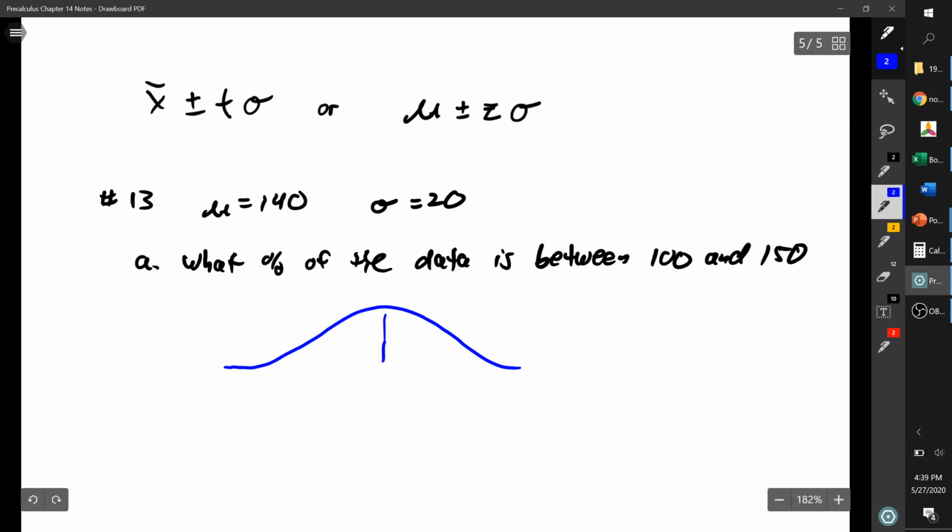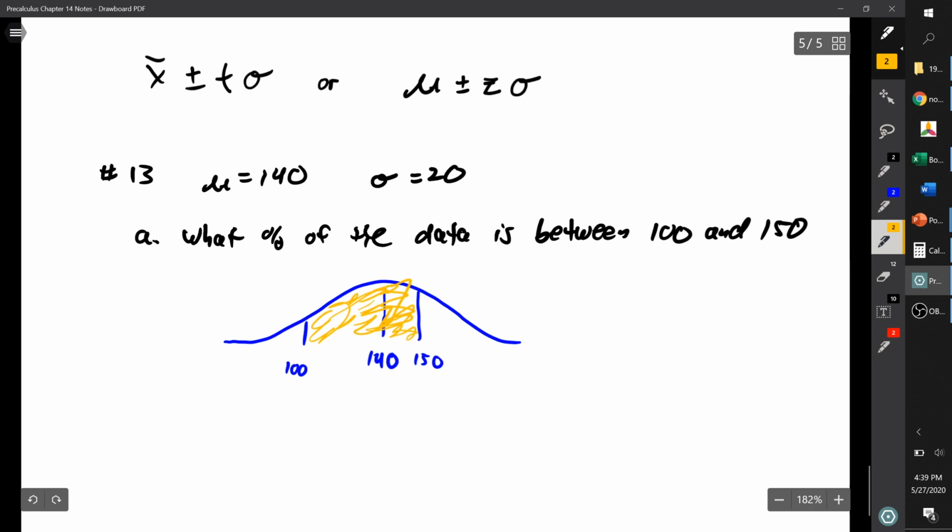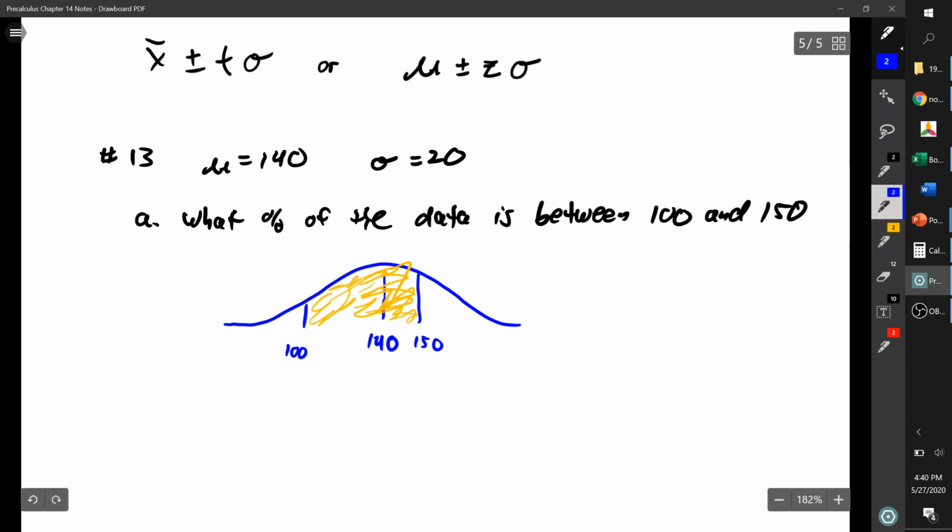Our average is 140. Okay, so I want to find what percentage of the data is between 100 and 150. So I'm looking for what percentage of the data is between those values. Well, let's look at how many standard deviations I'm going down, and how many standard deviations I'm going up. So if I'm starting at 140, that's my middle, then I'm going down to 100. How many standard deviations? Well, you can set up a formula and solve.